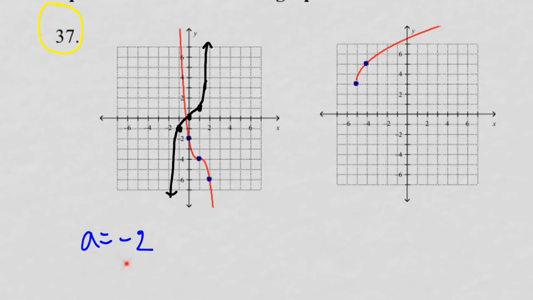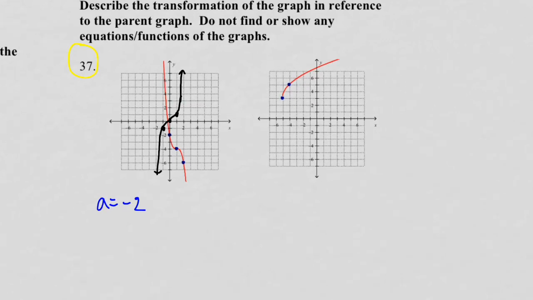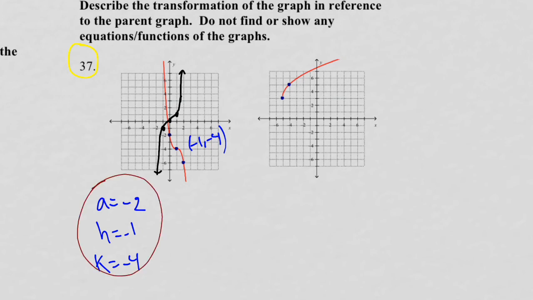So that is a vertical stretch of -2. Also, we said negative because it got flipped around, right? The next thing to figure out is H and K, and that comes from that center point. You can easily find that center point, which is 1, -4, the point of symmetry. And that's your H and your K. H is -1, K is -4. So using those 3, now you can describe it.